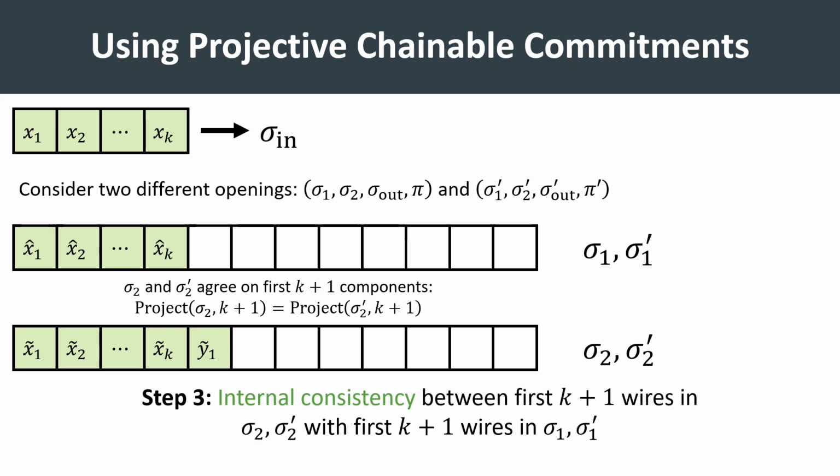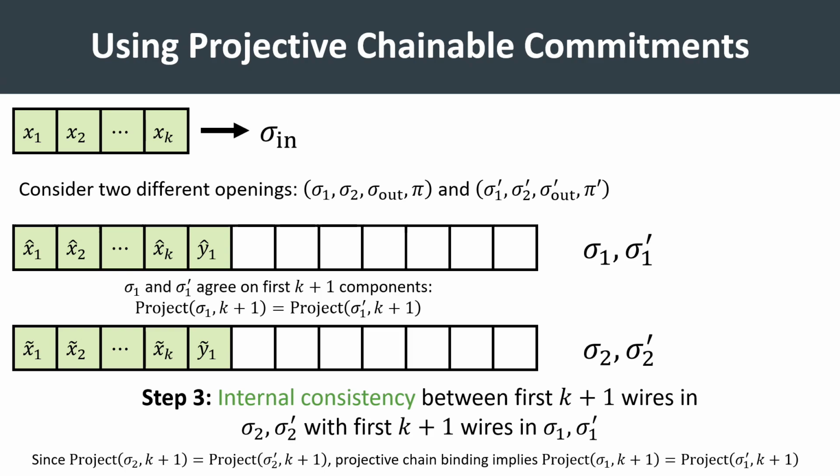I can argue internal consistency between sigma 2 and sigma 1. So sigma 2 I'm going to choose now as my input, and sigma 1 I'll treat as my output. Because sigma 2 and sigma 2 prime agree on the first k plus 1 components, I'm going to argue that sigma 1 and sigma 1 prime must also agree on the first k plus 1 components. So if we look at this picture, it's very similar to the picture we started with, except now the commitments agree on the first k plus 1 components rather than the first k components.